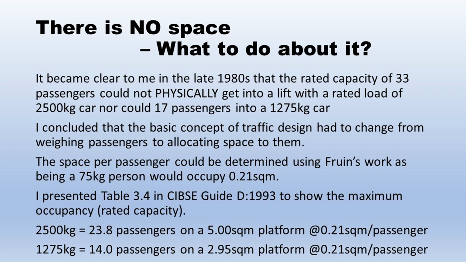I presented Table 3.4 in CIBSE Guide D 1993, Transportation Systems in Buildings, to show the maximum occupancy. 1275 kilograms was 14 passengers on a 2.95 square meter platform at 0.21 square meters per passenger. The 2,500 kilogram car managed to get 23.8 passengers on a 5 square meter platform at 0.21 square meters per passenger. There was a reduction in the numbers presented.